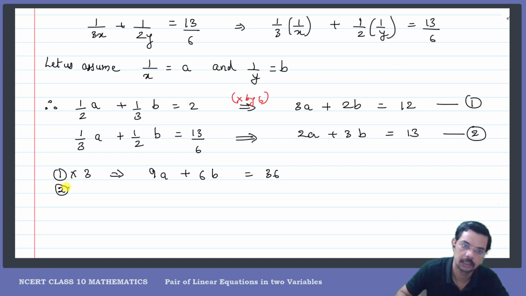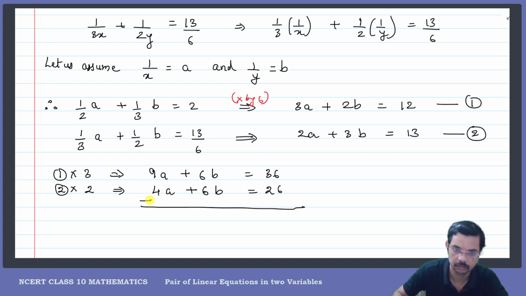Now the second one will be multiplied by 2 so that I can have the coefficients of b equal. So what we get is 2 2s are 4a plus 3 2s are 6b, that is equal to 13 2s are 26. Now you can eliminate.